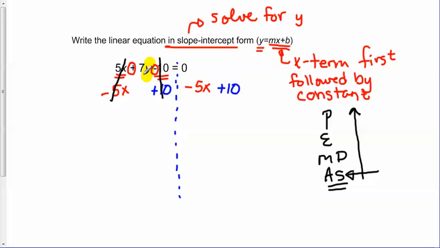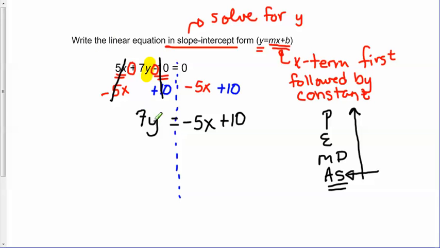That leaves me with 7y, and it's a positive 7y. There's the plus sign in front. So because it's positive, I don't need to write the plus sign. I can just write the 7y, because if there's no sign showing, we know that it's positive. On the right side of the equation, we've brought over, so we have the negative 5x, and we have plus 10. Okay, so the y is almost alone.